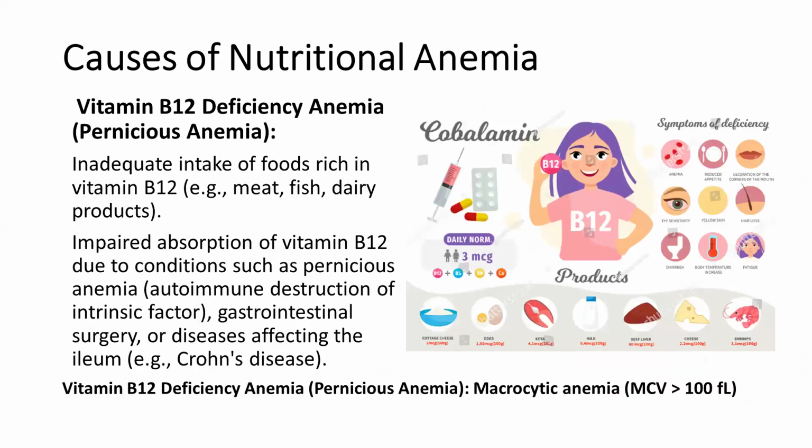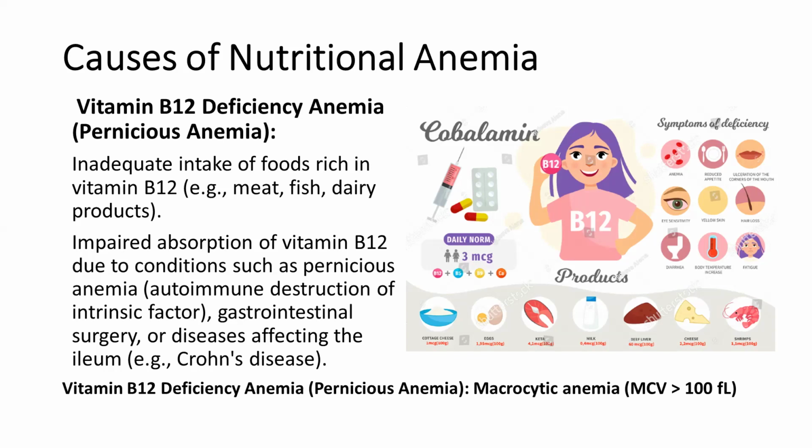And now for the next topic, that is vitamin B12 deficiency anemia, also known as pernicious anemia. This can be a stem, so you should all focus on this. In vitamin B12 deficiency, there is inadequate intake of foods rich in vitamin B12, including fish, meat, dairy products. Impaired absorption of vitamin B12 is due to conditions such as pernicious anemia, in which there is autoimmune destruction of intrinsic factor, or GI surgery, or disease affecting the ileum, as in Crohn's disease.